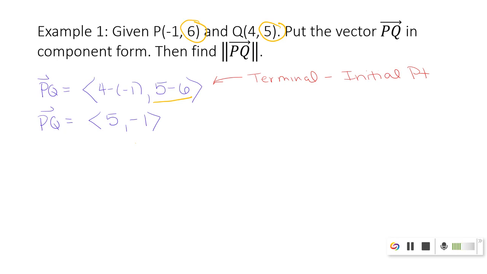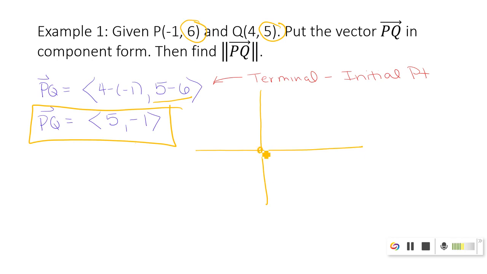So this is how I write my vector in component form. I'll circle it right there. In component form, my vector is 5, -1. That just means if I were to draw this vector in standard position, so starting at the origin, I would go over 5 units and down 1 unit, and that would be my vector in standard form.